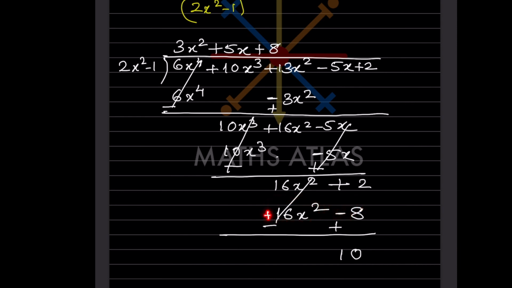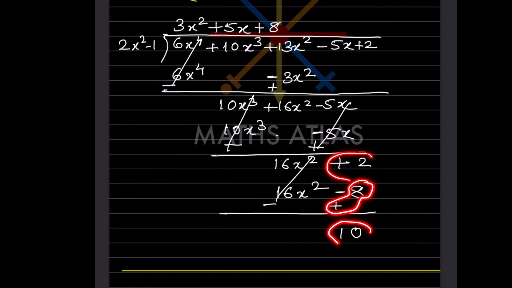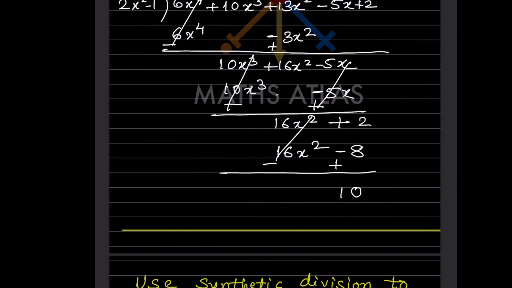So this is plus, so this is going to be minus, this is minus, so this is going to be plus. So this and this gets cancelled. So now what will you get here? Plus 8 plus 2, that is going to be 10. So this is the remainder. So you know this is the dividend, this is the divisor, this is going to be the quotient, and this is the remainder. So this is done.